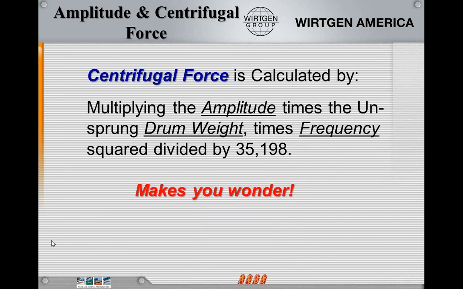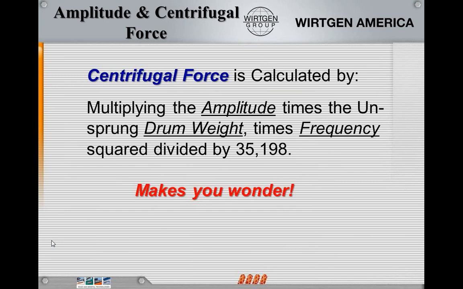Now, we can also calculate that, and here's a simple calculation. If you multiply the amplitude times the unsprung dry weight times frequency squared, divided by 35,198, you can get the centrifugal force. I kind of throw that in there. It's kind of funny, but it actually is a calculation that does work, and you can calculate centrifugal force.